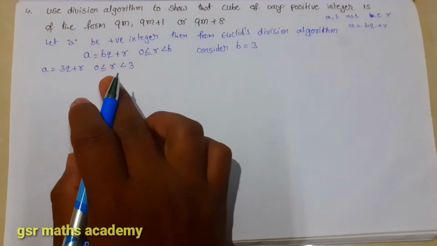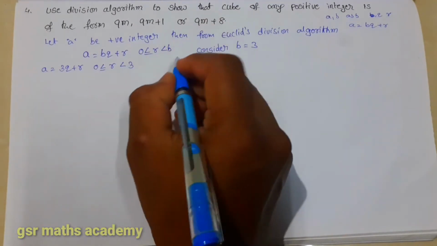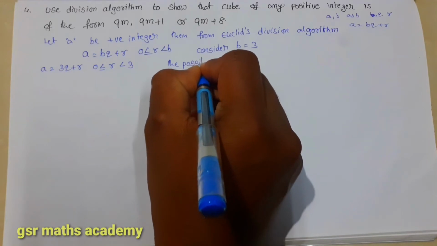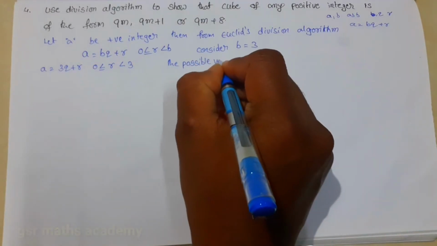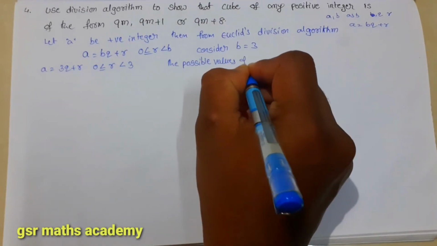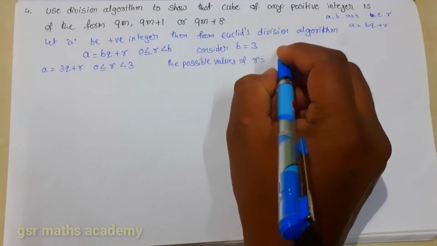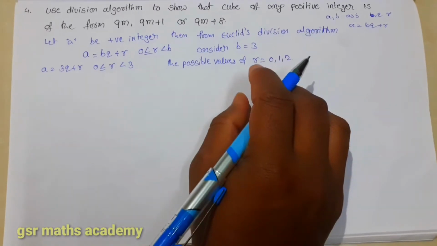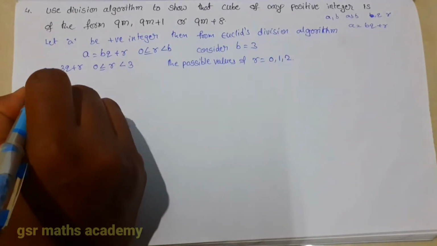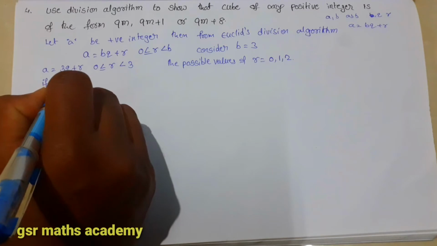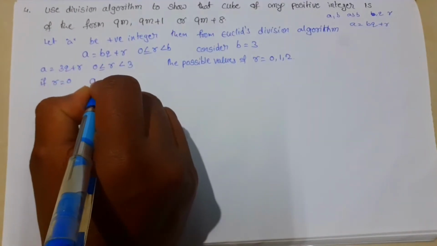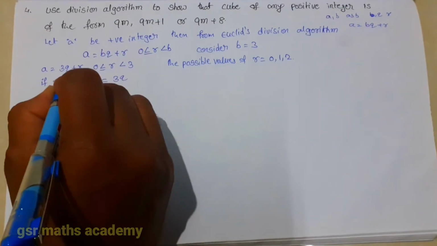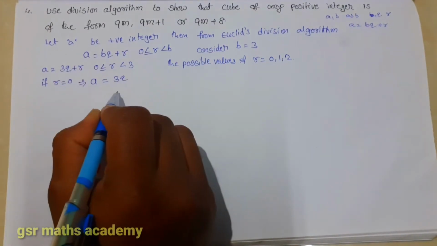Now what are the possible values of r? The possible values of r are 0, 1, 2. Then what happens if r is equal to 0? If r is equal to 0, then a is equal to 3q plus 0, which is 3q.